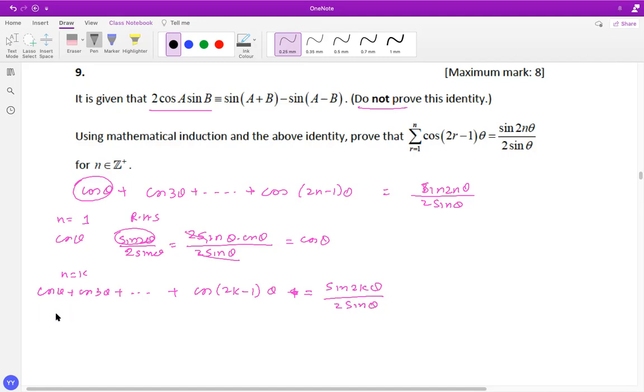So after this, if I take n equals k plus 1, what I should get is cos theta plus up to cos (2k minus 1) theta, and this is up till the kth term. So for my k plus 1 term, you replace k with k plus 1, so it'll be cos (2 times (k plus 1) minus 1). If you simplify this, that's nothing but cos (2k plus 1) theta. So this should be equal to sine (2k plus 2) theta over 2 sine theta, because if you replace n with k plus 1 here, you get sine 2k theta. This is what I have to prove.